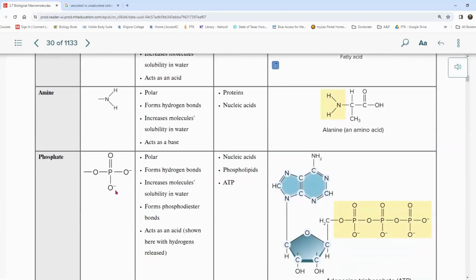Phosphate, if you look here, you have all these oxygens, which we understand to be very electronegative. That means they have a negative charge or a strong pull. We can find these in nucleic acids, phospholipids, and also in ATP, which is our energy molecule, which we'll see in the next chapter.